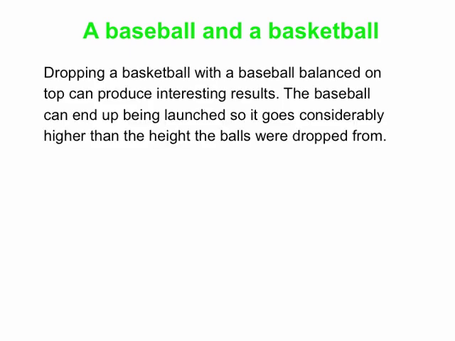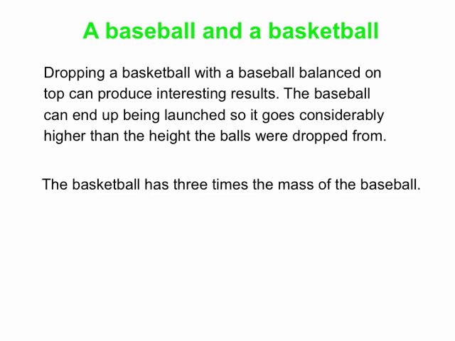Okay, so we'll take a baseball and a basketball. What you do is you stick the baseball on top of the basketball, and then you let everything go and let them drop to the floor. They might fall down a meter or so. But if you do it right, if the baseball stays absolutely vertical on top of the basketball, the baseball can end up being launched much higher than the height from which the balls were dropped. So that's an interesting kind of situation, and we're going to analyze that.